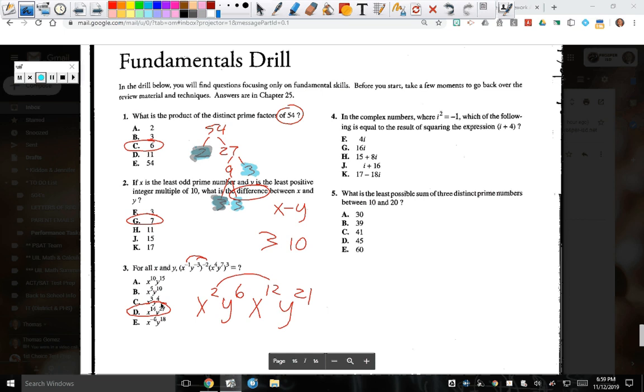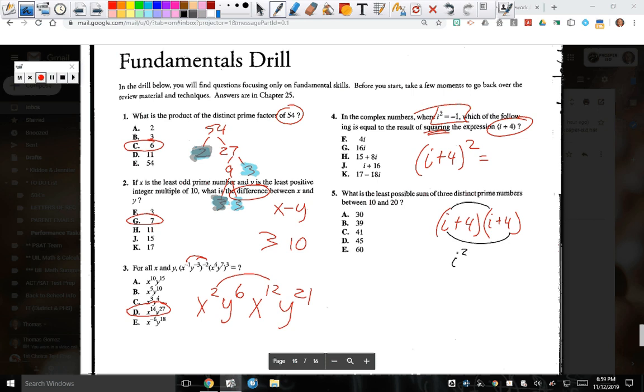Number 4, in the complex numbers where i squared is negative 1, which of the following is equal to the result of squaring this? So let's square this real quick. What is my first term? Negative 1, or I guess, i squared. Outside? 4i plus 4i, so 8i. And then the last term? 16. You said this is negative 1, this is 16, so I have 15 plus 8i. That's fine.